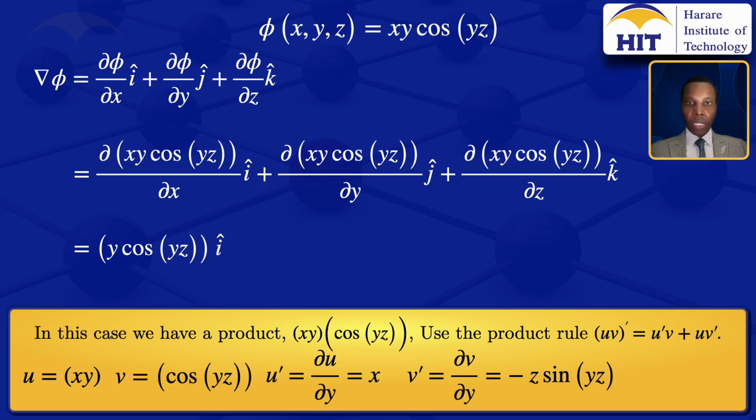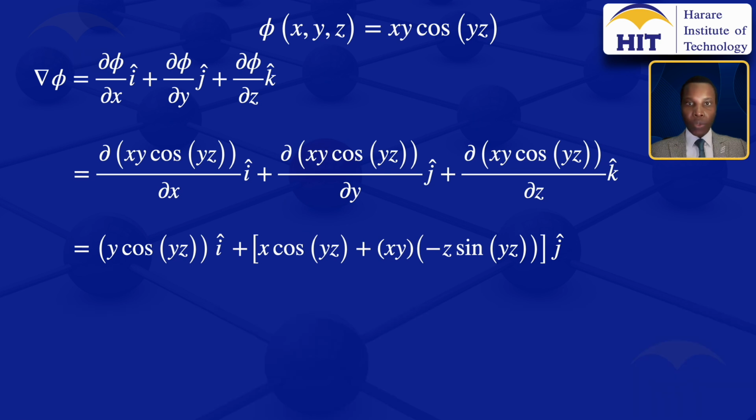Then we go on and substitute them here into our product rule. So when you do that, the result that we would get there is x cosine yz plus xy times minus z sine yz, multiplied by the unit vector j there. So that's for the j-th component. We now move on to the next one. This one here, the partial derivative with respect to z.